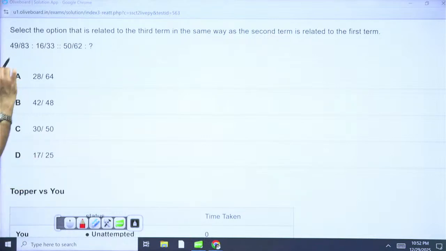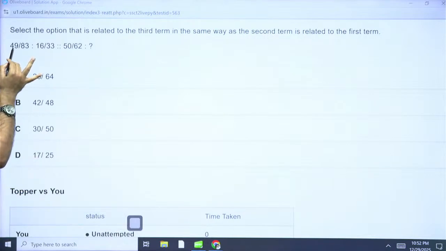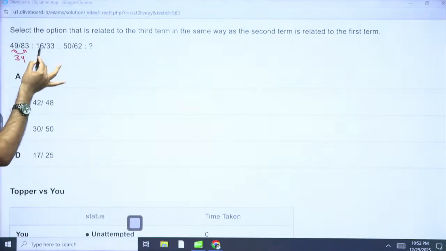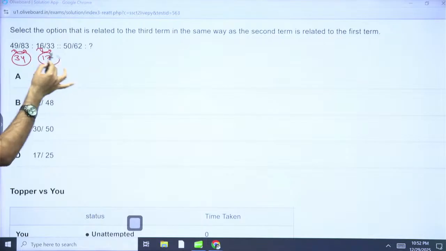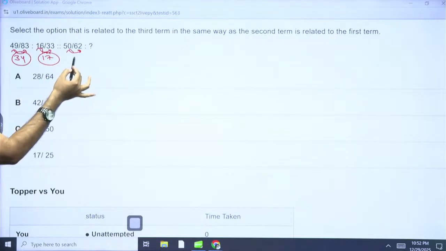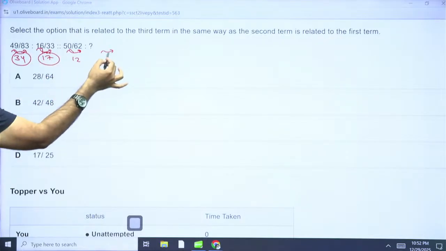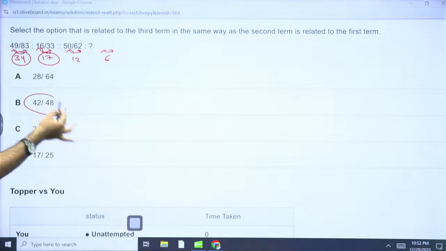Okay. What they are doing is they are subtracting, they are taking the difference here. What is the difference? The difference is 34. And the difference here is 17. So they are saying the difference is half of this. So they are taking the difference here, it is 12. So the difference has to be 6 now. Where is the difference 6? It's only here. So option B is the right answer.